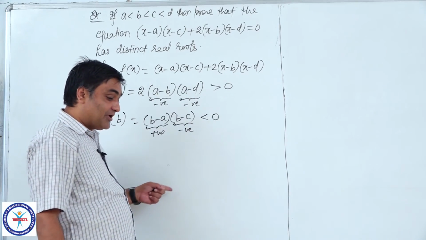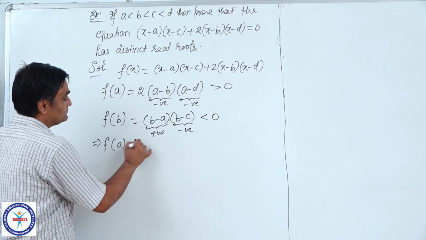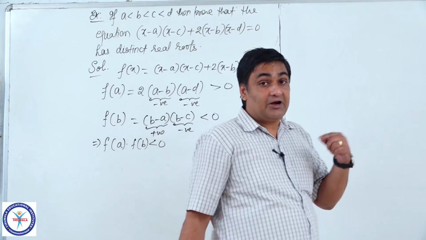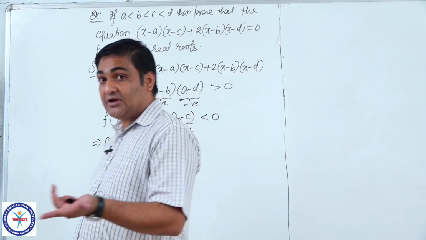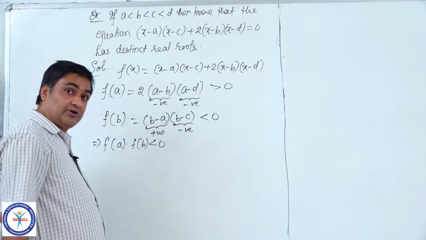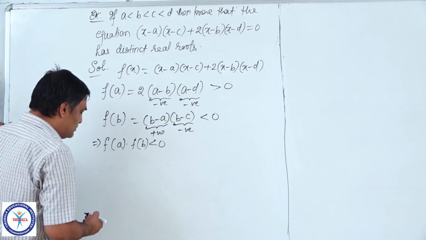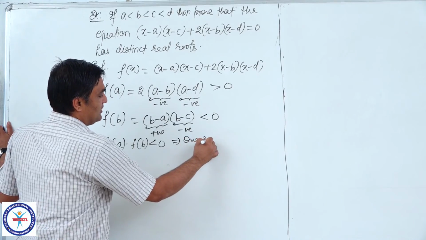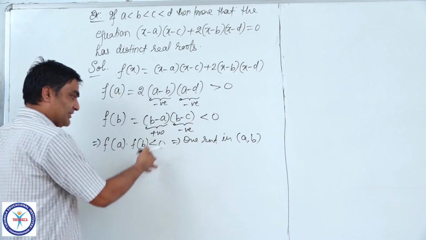If f of k1 into f of k2 is less than 0, then there is exactly one root in (k1, k2) for a quadratic, isn't it? That is the 8th point of location of roots. Now, this implies one root in (a, b). Obviously, that will be real.